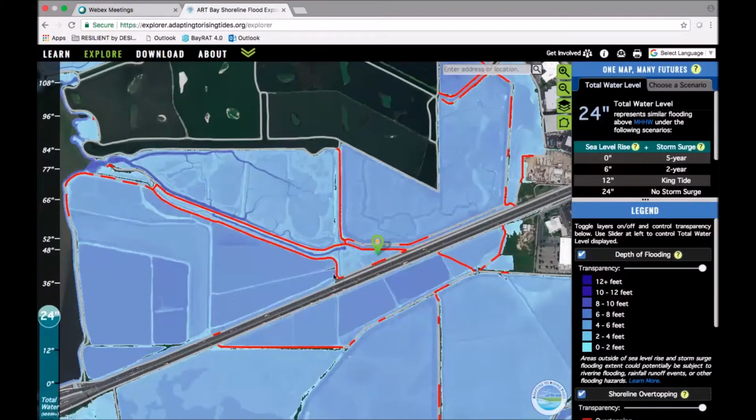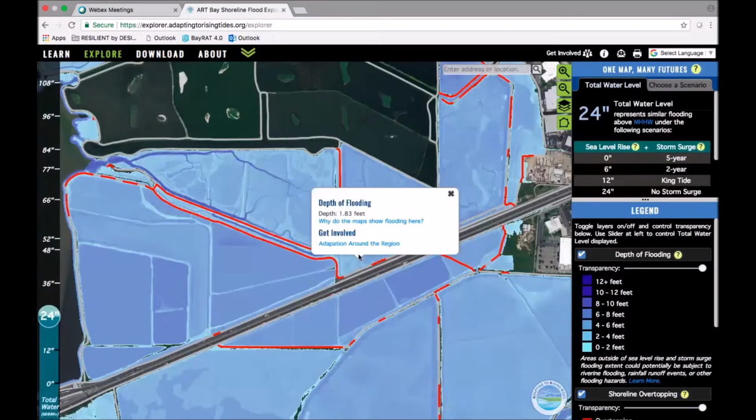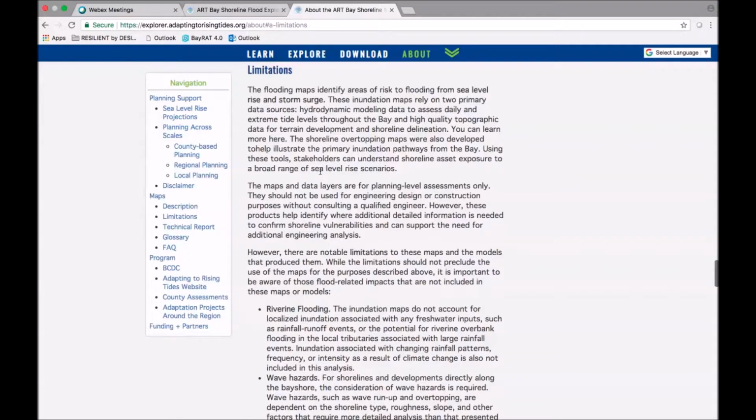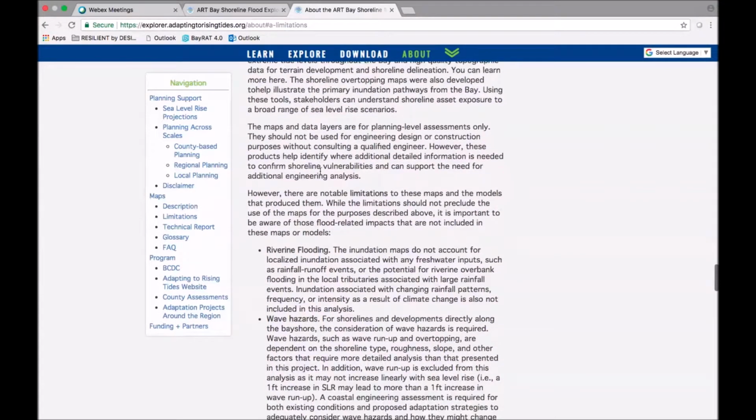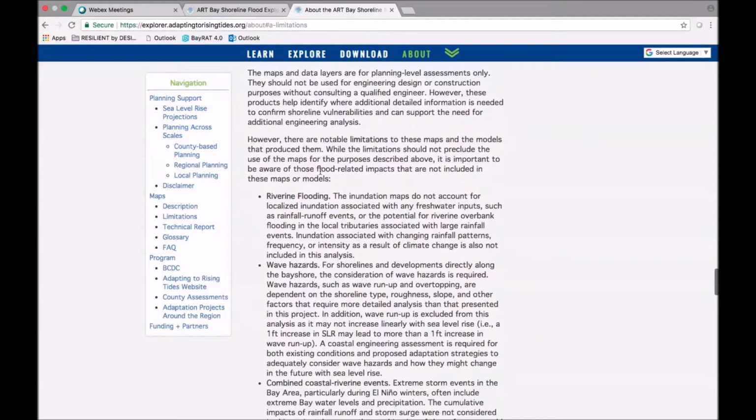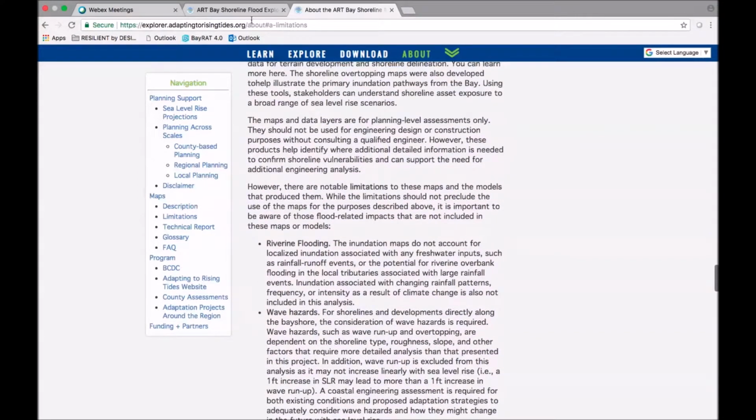We can click the map to get additional information about how much flooding is expected there and why the maps are showing flooding there. This link provides a really useful description of some of the inputs to why the maps are showing flooding there related to sea level rise and storm surge, but also highlights some of the limitations of what the models do not include, including riverine flooding and flooding from groundwater.